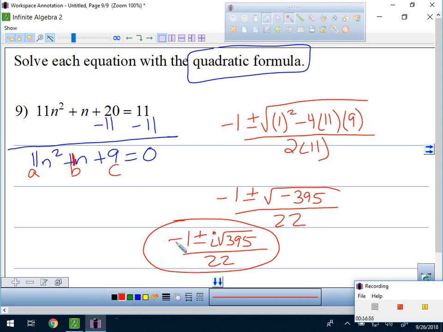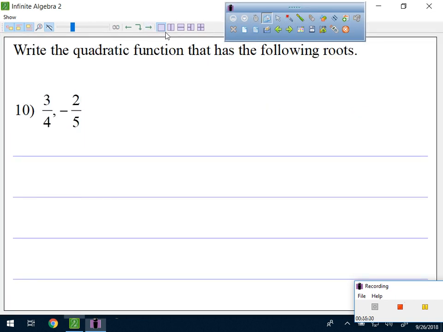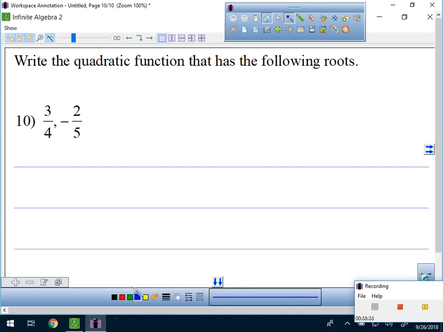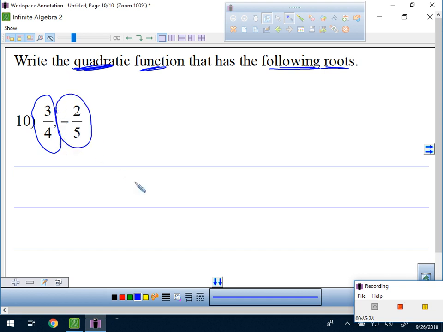All right, for number 10, your problem looks like this. Now, it's been a while, but you did have practice with this on test 2. It says write the quadratic function that has the following roots. So in other words, I'm telling you that these are my 2 answers, positive 3/4 and negative 2/5.